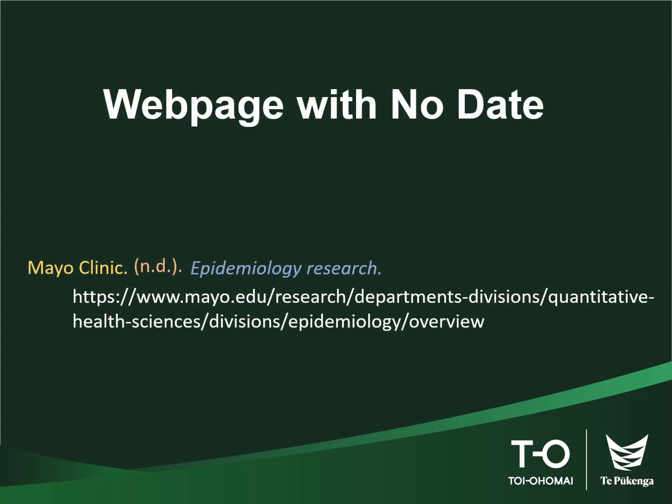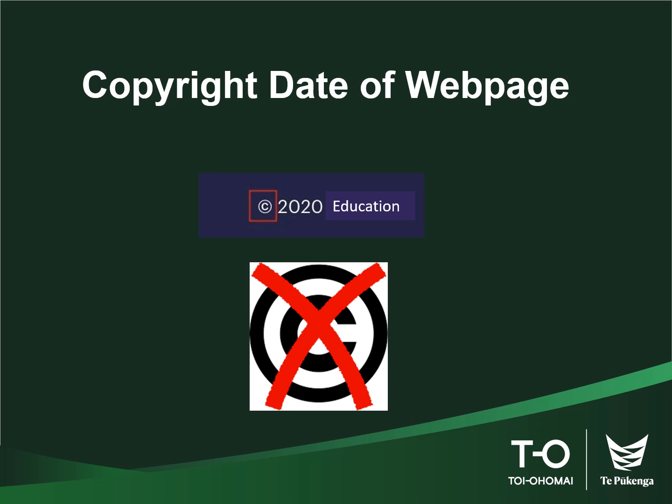If you can't find the date on the web page, you can use n.d. to represent no date. This is what your reference entry for a web page with no date would look like. If the only date is in the copyright statement, APA Style recommends that you do not use it, as it may not indicate when the content on the website was published.